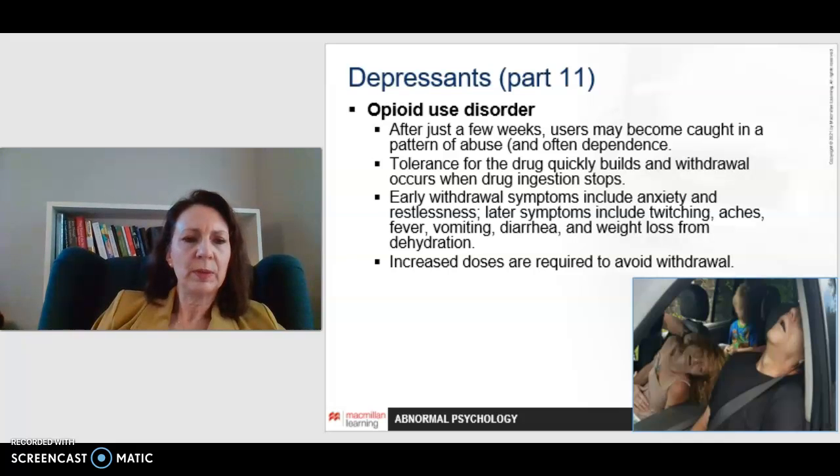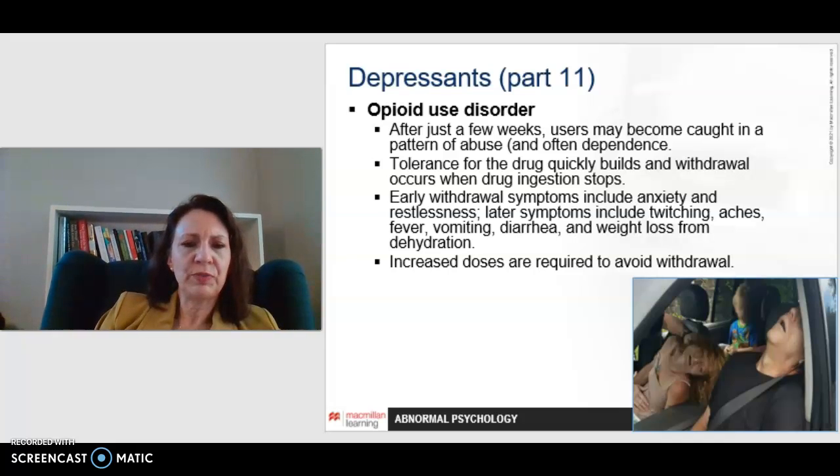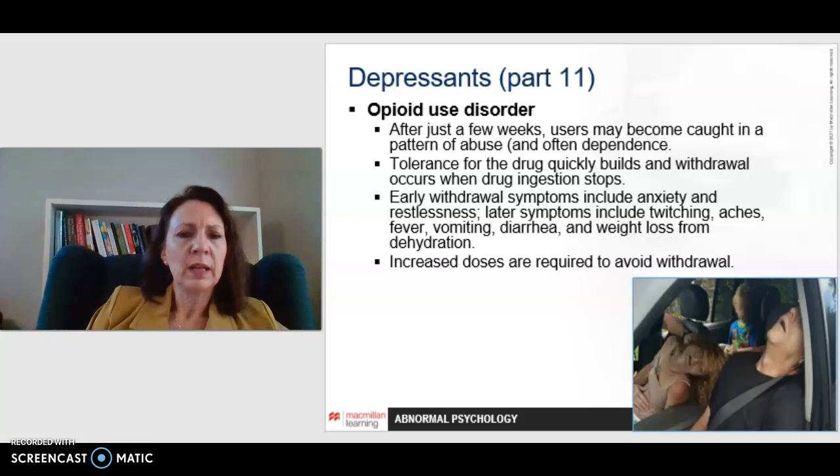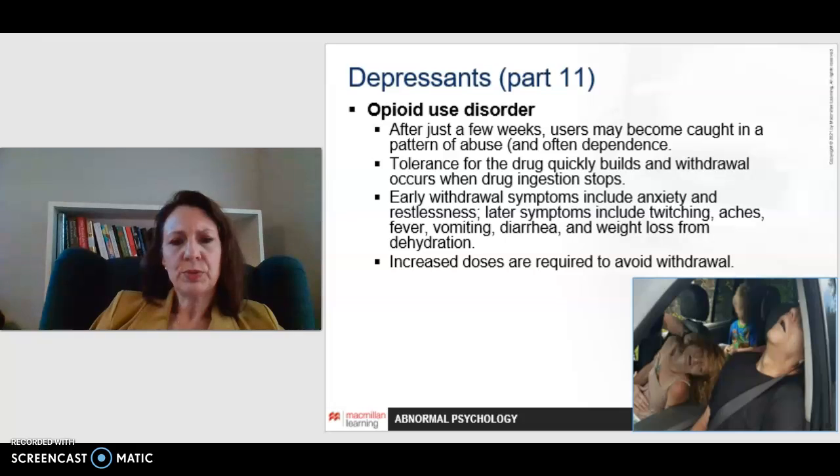Opioid use disorder develops quickly in many people. After just a few weeks of use, people can be dependent. Tolerance and withdrawal symptoms are seen. Early withdrawal symptoms are characterized by anxiety and restlessness. Later symptoms include twitches, aches, fever, vomiting, diarrhea, and weight loss. And increased doses are required to avoid this withdrawal.